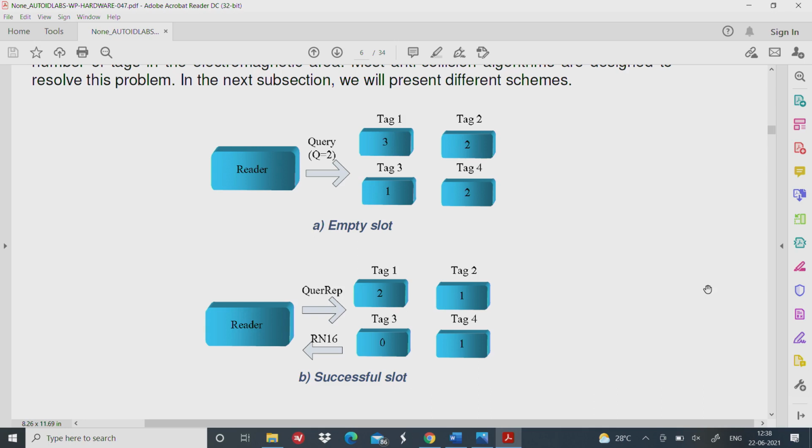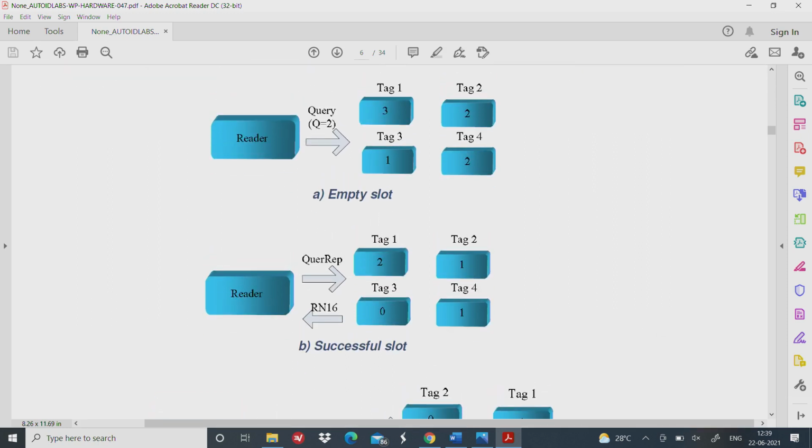This is very clear. Now look at what happened. The reader did not change the query, it still was Q equal to 2, but then it gave a query rep command. When a query rep command was issued, look at what actually happened. Each one of these tags decremented their value by 1. So tag 1 became 2 and tag 2 became 1 and so on. It turned out that tag 3 earlier was 1, it became 0 and therefore it responded with its RN16 value. This is a beautiful understanding of how query and query rep are being used.